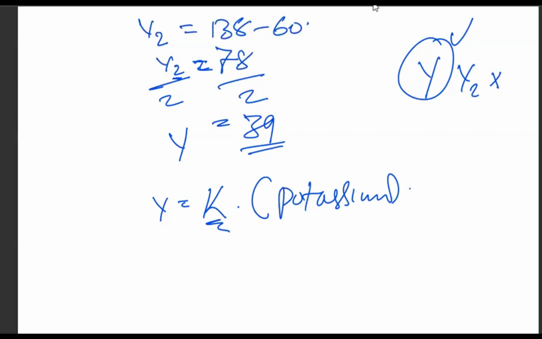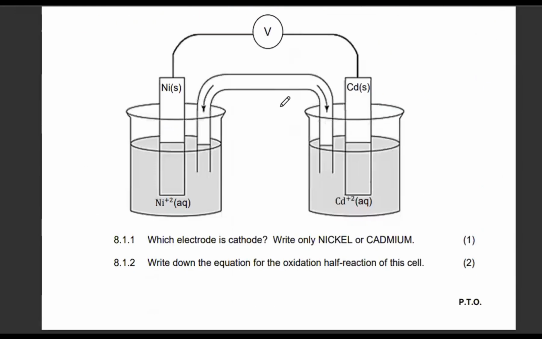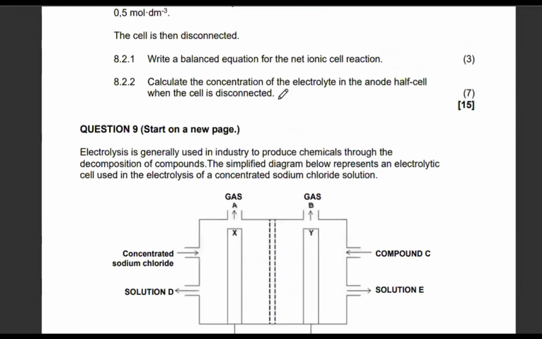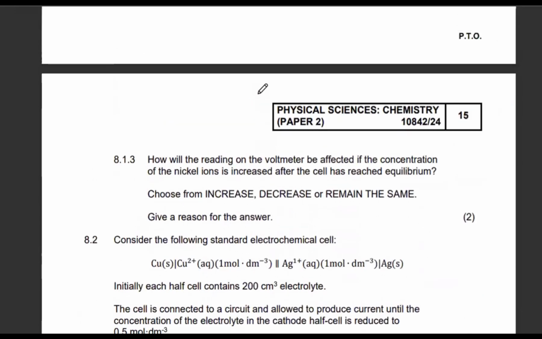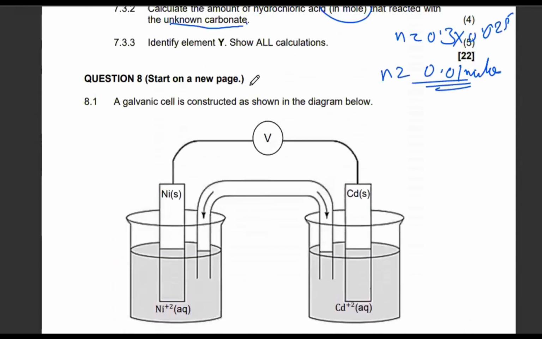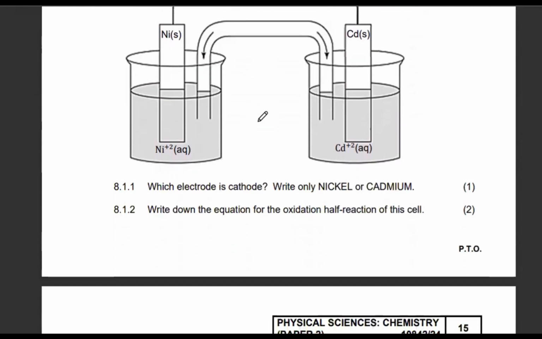So we go to the next question, which is question 8. You have question 8, you have question 9. So we expect to finish it soon. Then they're saying that a galvanic cell, remember these are cells which produce energy, is constructed as shown in the diagram below.